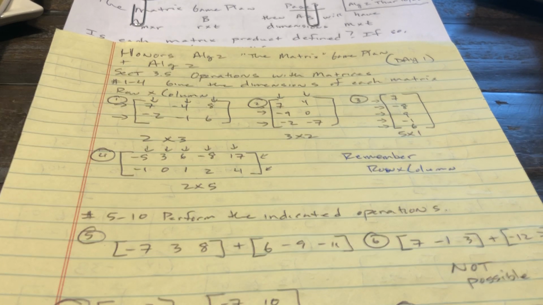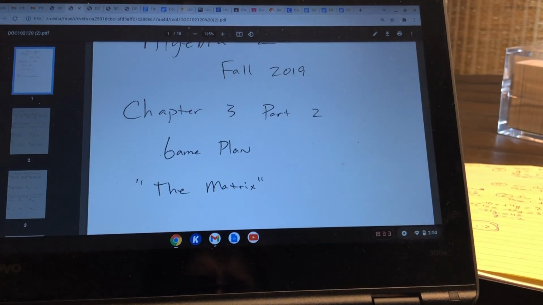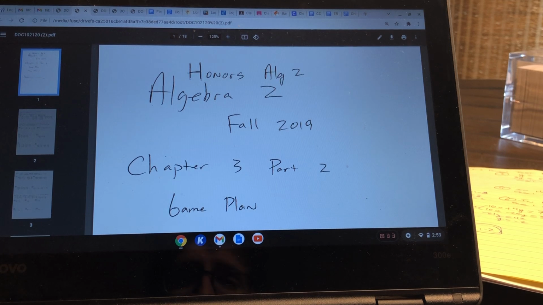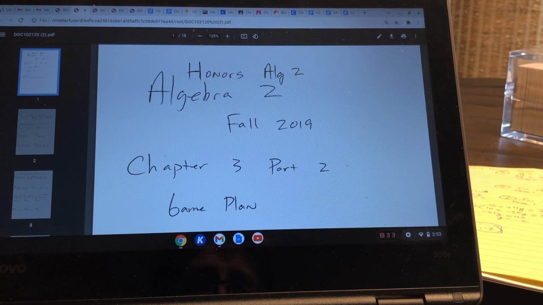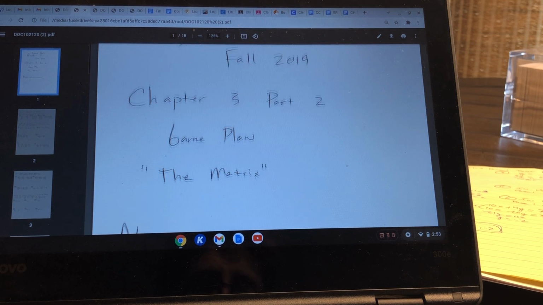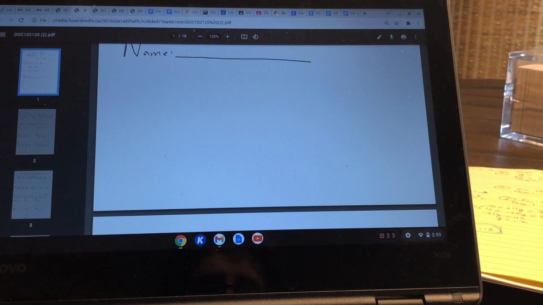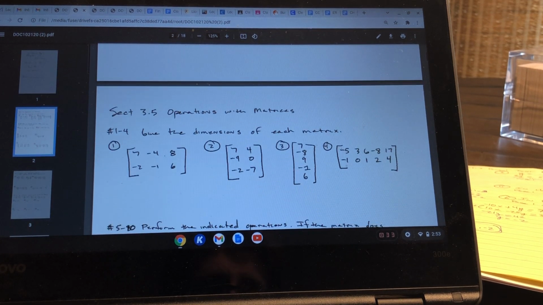This is in the Matrix packet. It is this one. I've emailed all classes, and it says exactly that. Now, I might say, well, no, it does say this. So put fall 2019 and beyond. Chapter 3, Part 2, Game Plan, The Matrix. Make sure you write your name. I'm giving you plenty of time to print that out. So please do that. We are looking at page 1 right there.